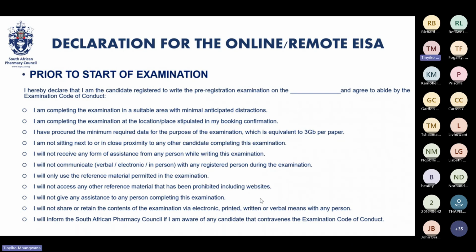You will not give any assistance to any person completing this exam, not share or retain the content of the exam via electronic, printed, written, or verbal means to anyone. I would inform the South African Farmers Council if I am aware of any candidate that contravenes the examination code of conduct. So these are the things you need to declare before you write the exam.